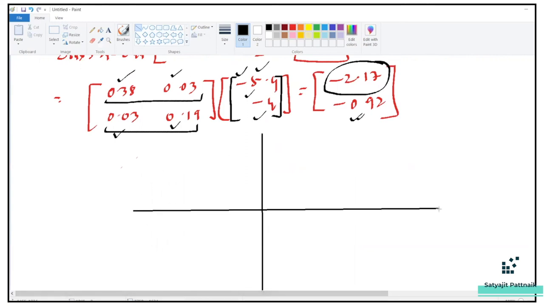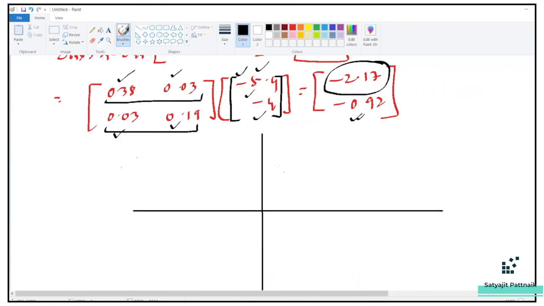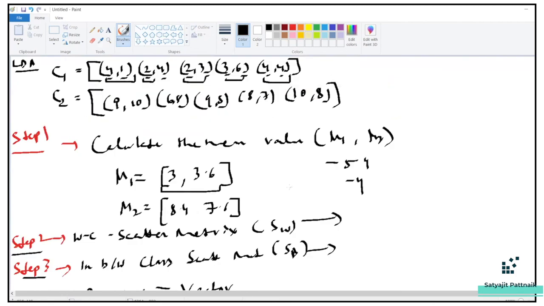As I told, let's not just focus on that, let's try to draw this, no problem. Okay, now let's go back to the second slide. Okay, 4.1, let's try to plot all my values in class 1 in red.